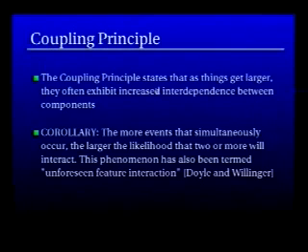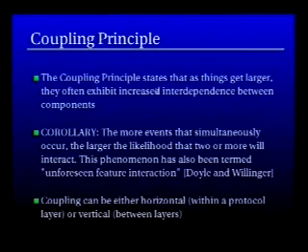And Doyle and Willinger, if you ever want to read their paper, it's kind of interesting, they have a fancier term for this called unforeseen feature interaction. It can be coupling that is horizontal, at the same layer if you think about protocol layers, or between layers, so up and down the stack or across it.